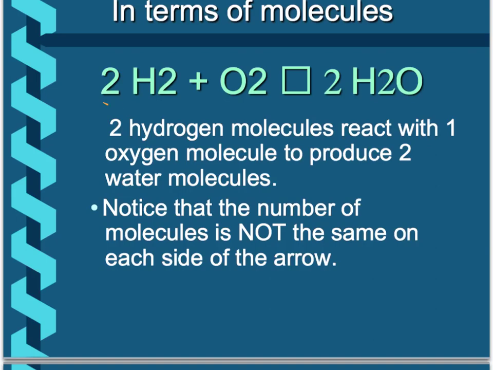So in this case I can say that I have 2 molecules of hydrogen gas and 1 molecule, remember we've got that imaginary 1 out front here, of oxygen gas yields, again this little yield sign should be here, 2 molecules of water. And so you can see this sentence here, 2 hydrogen molecules react with 1 oxygen molecule to produce 2 water molecules. So notice that the number of molecules is not the same on each side. And we talked about how it doesn't have to be equal on both sides.